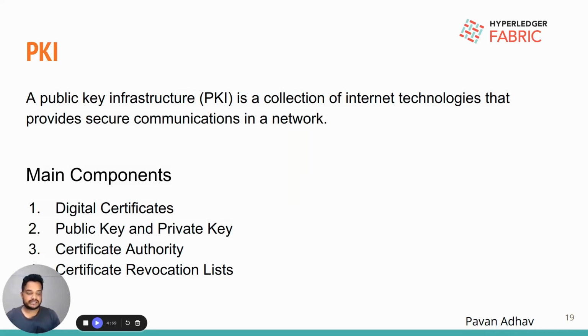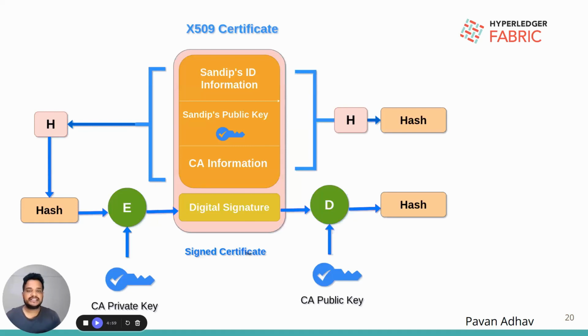Let's go to the digital certificate now. This certificate is nothing but identity, and it is just a general purpose X509 standard certificate. How can we get the certificate? First of all, in PKI we talk about the certificate authority, and one of the components in Hyperledger Fabric is the certificate authority.